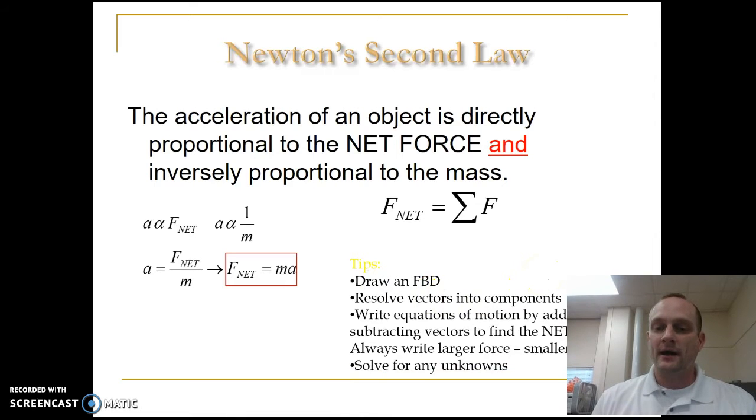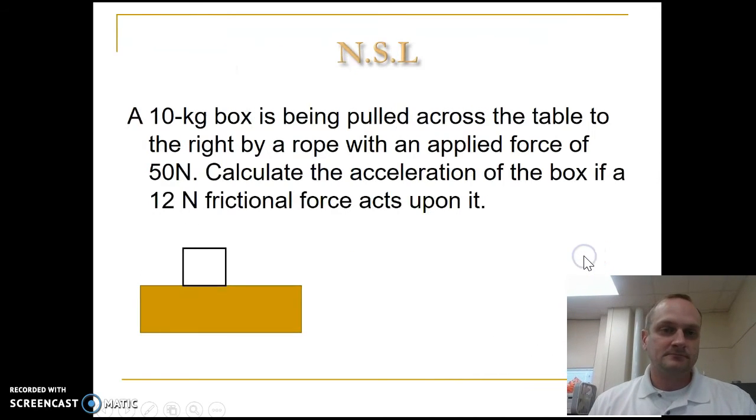So always draw a free body diagram. Then resolve those vectors into components. That just means draw their x and y components. Write equations of motion by adding and subtracting vectors to get the net force. Always write the larger force first minus the smaller force. You'll see an example where we do that in a second. And then solve for any unknowns.